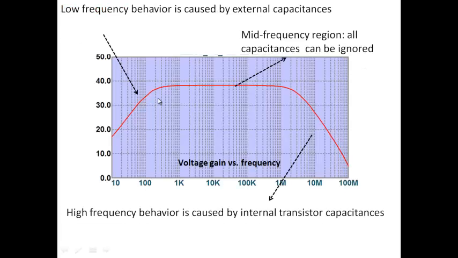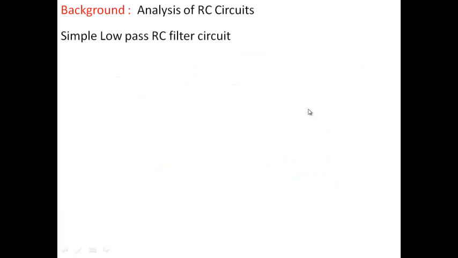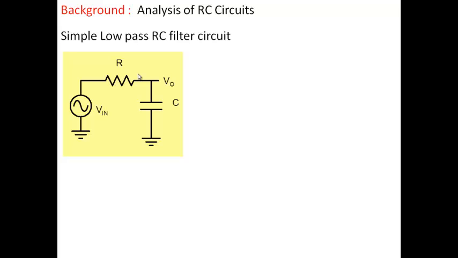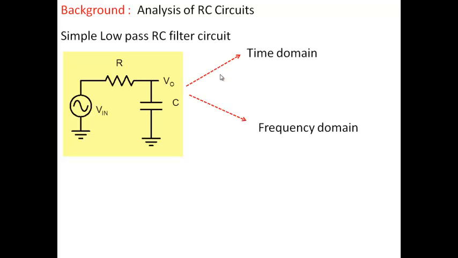So a little bit of background before we start calculating the 3 dB frequencies. This is from your EE210 course, and let me very quickly remind you. For an RC circuit, with an R and a C, there are two ways in which we can analyze it: in the time domain and in the frequency domain. Both give us an idea of how fast this particular RC circuit is.